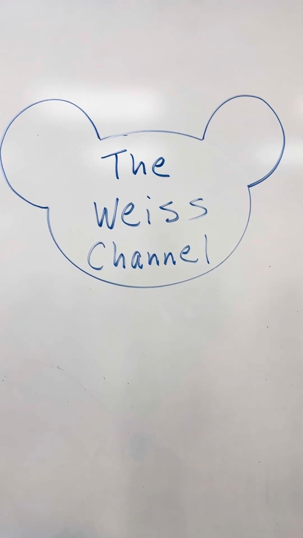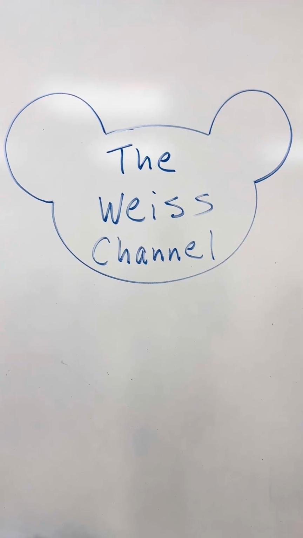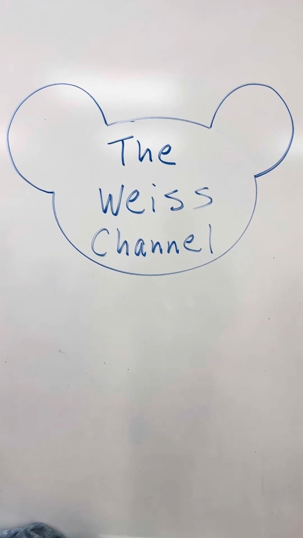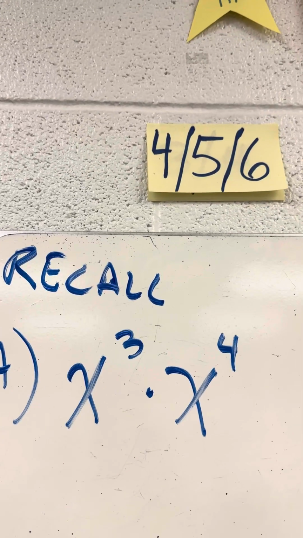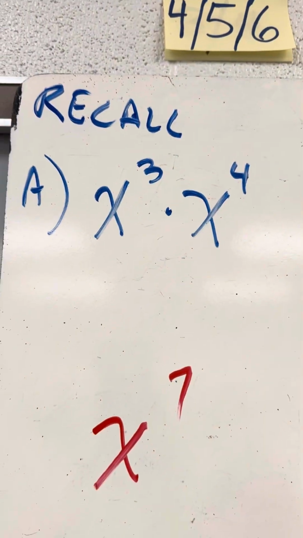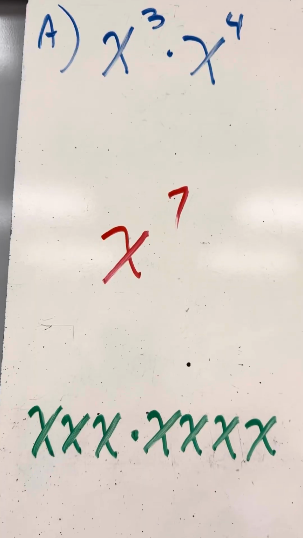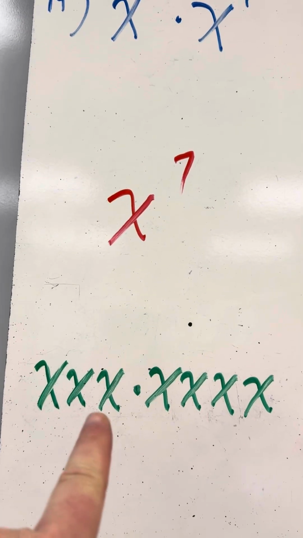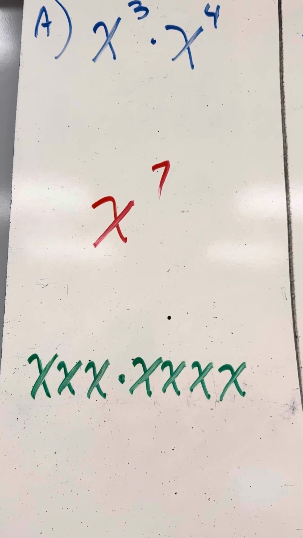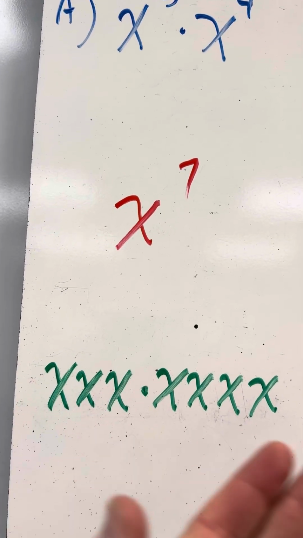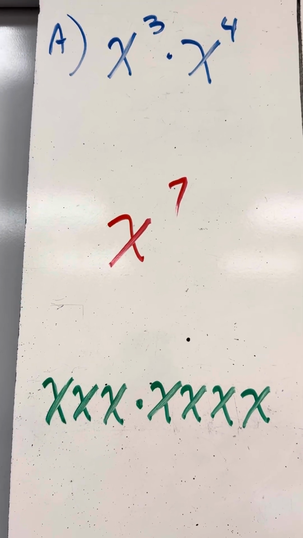Today we're doing exponents part 1. So we're going to recall that x to the third times x to the fourth is x to the seventh, right? Because x to the third times x to the fourth makes x to the seventh, 7 x's.